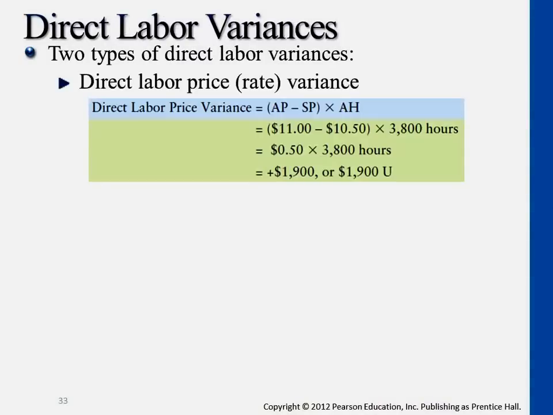Labor, the same idea. Labor price variance: if hourly wages originally we set as $10.50, but then when transactions actually occurred, we actually paid out $11 to the laborers. Each hour, we're losing 50 cents compared to what we budgeted. We spend more, so it's unfavorable.